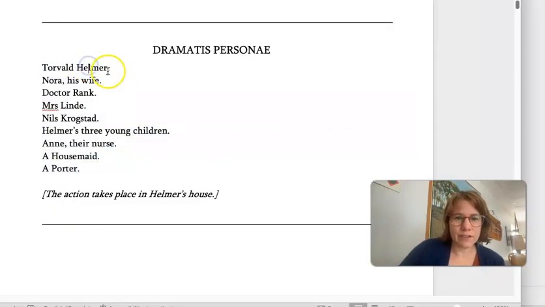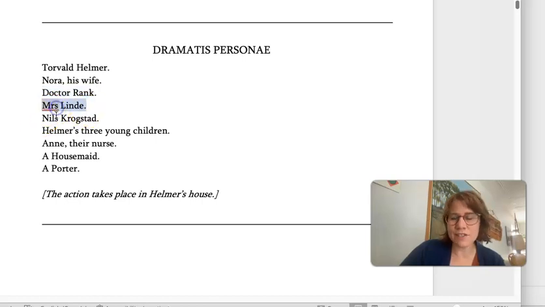Okay, so our main characters are listed here. Torvald Helmer is Nora's husband. Sometimes he's referred to as Helmer. His first name is Torvald. Nora is his wife, so Nora Helmer is her full name. And their best friend in life is Dr. Rank. He seems to be a neighbor, and he comes and visits Torvald, and he's also a close confidant of Nora. She talks to him, and they have quite a close, almost intimate connection.